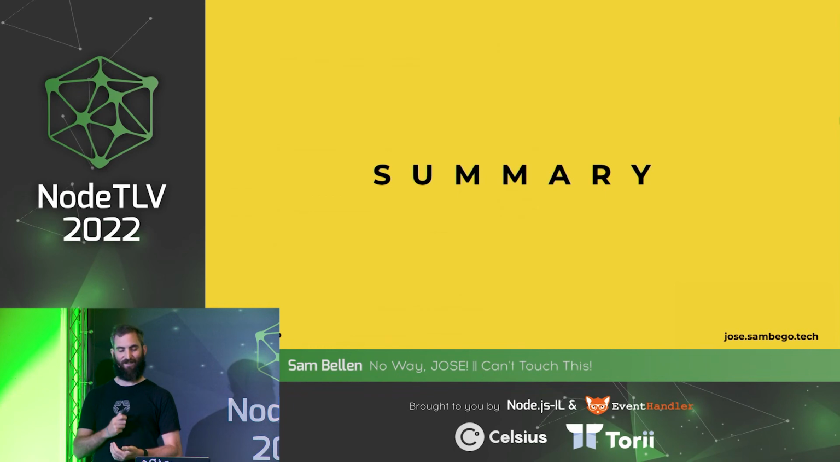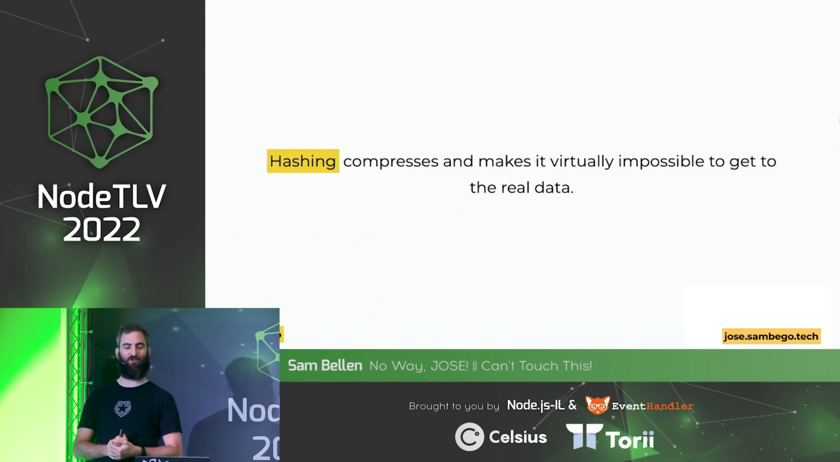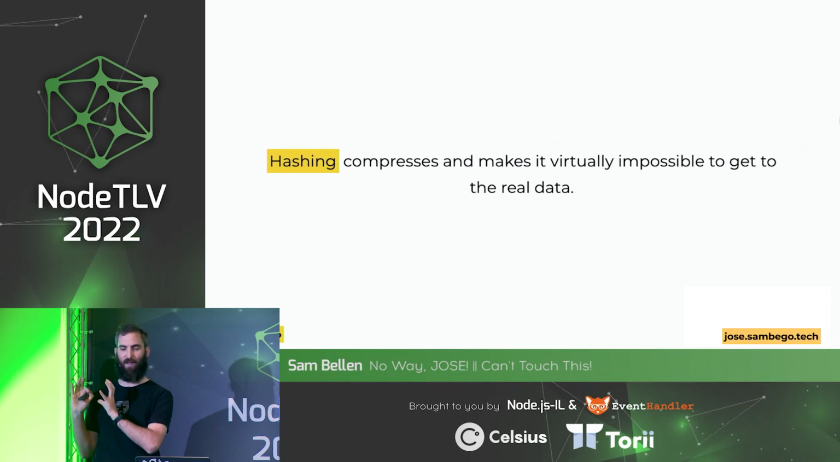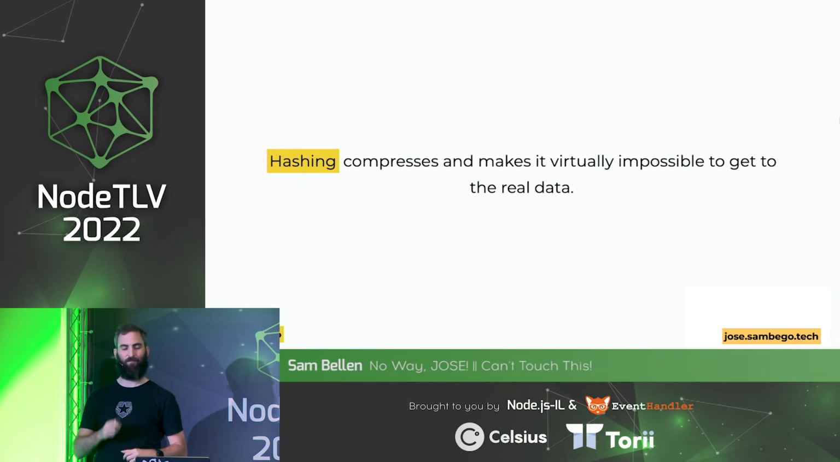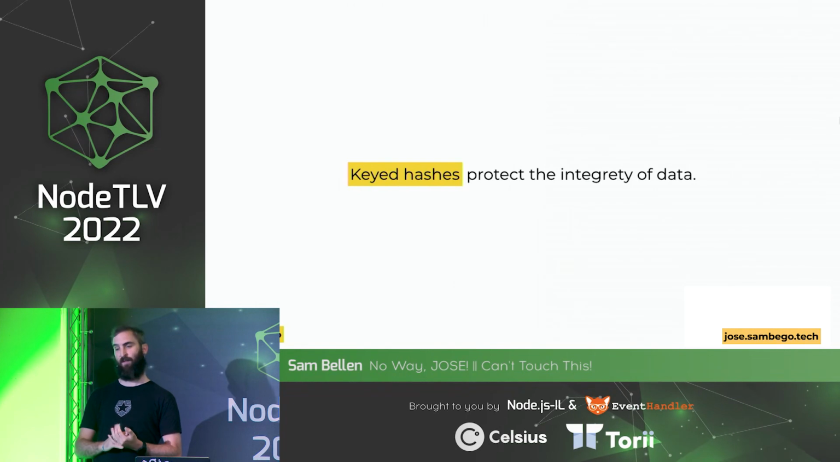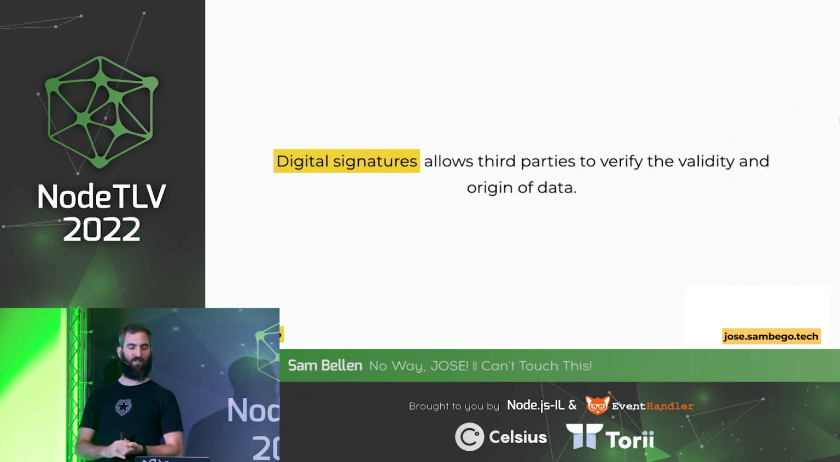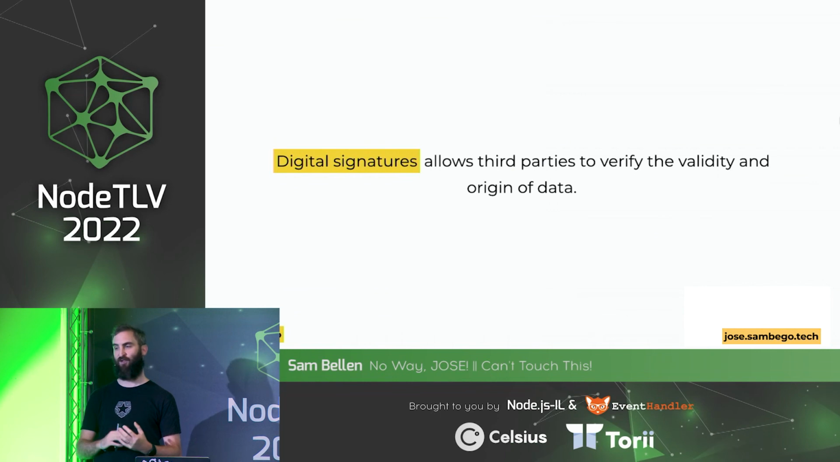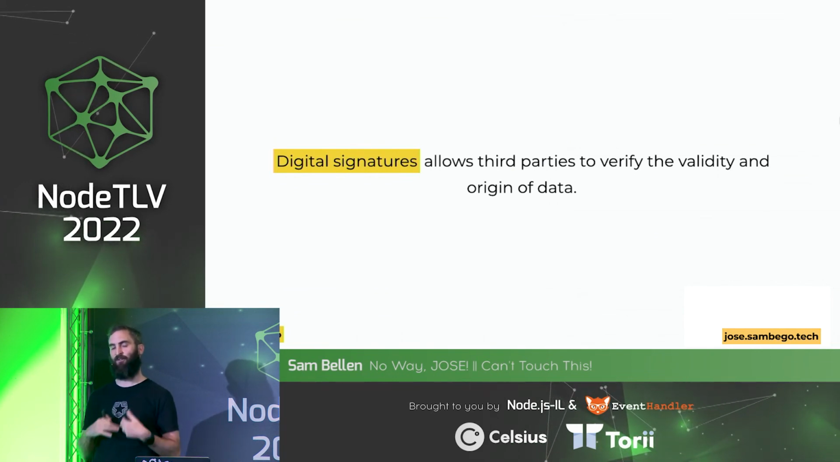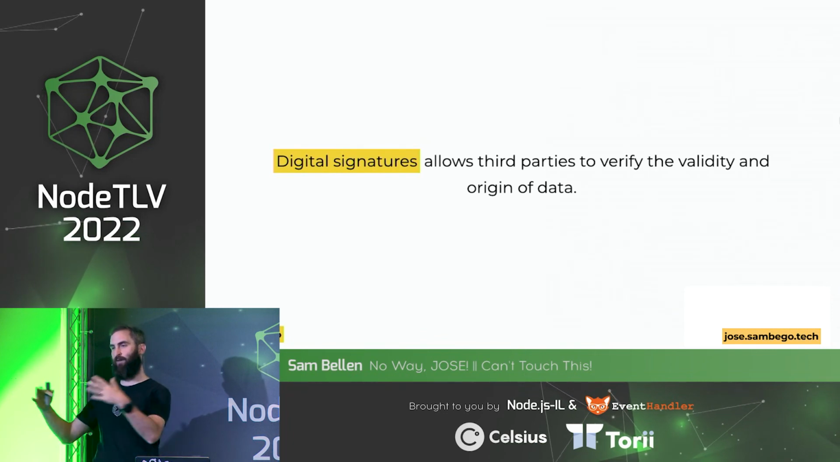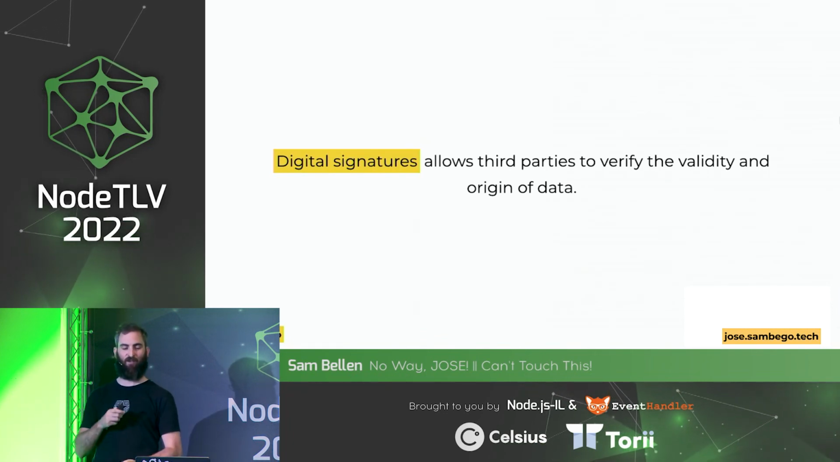So let's summarize. Hashing compresses and makes it virtually impossible to get to the real data. So on a hash function, the output is always going to be a fixed length depending on the algorithm. Keyed hashes do everything that a hash does, but it also protects the integrity of the data, just because it adds that secret key on top of hashing. Digital signatures allow third parties to verify the validity and origin of data, just because we use this public key and private key, and we use the private key to create a signature and a public key which we can share with anybody to validate the signature.